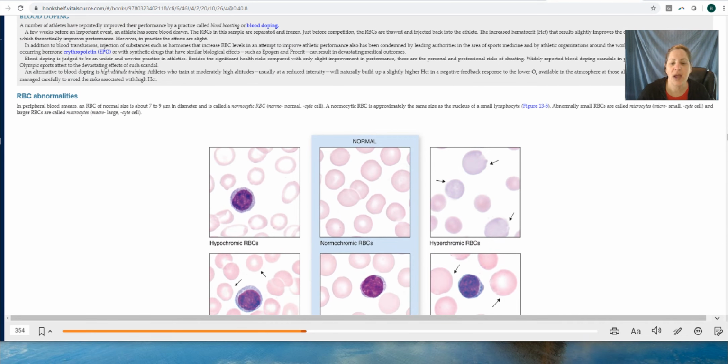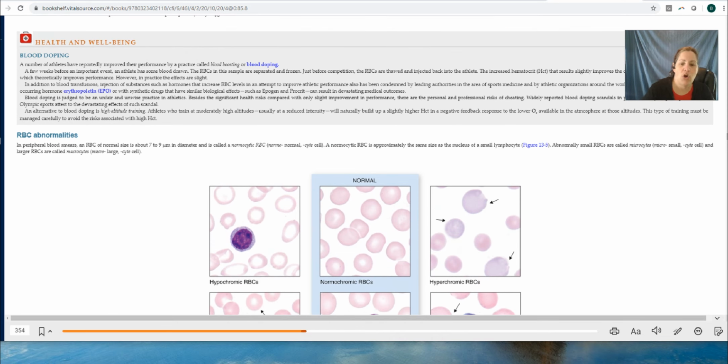All right, so what can go wrong with the red blood cells? A normal red blood cell is about 7 to 9, I'm not sure, meter is what that stands for, okay? And it could be too small, too big, or too great in quantity, too many of them.